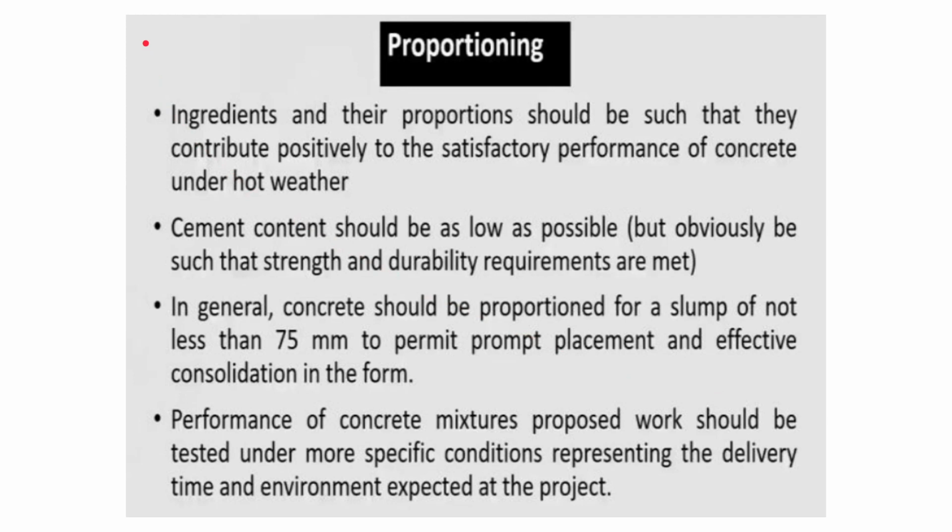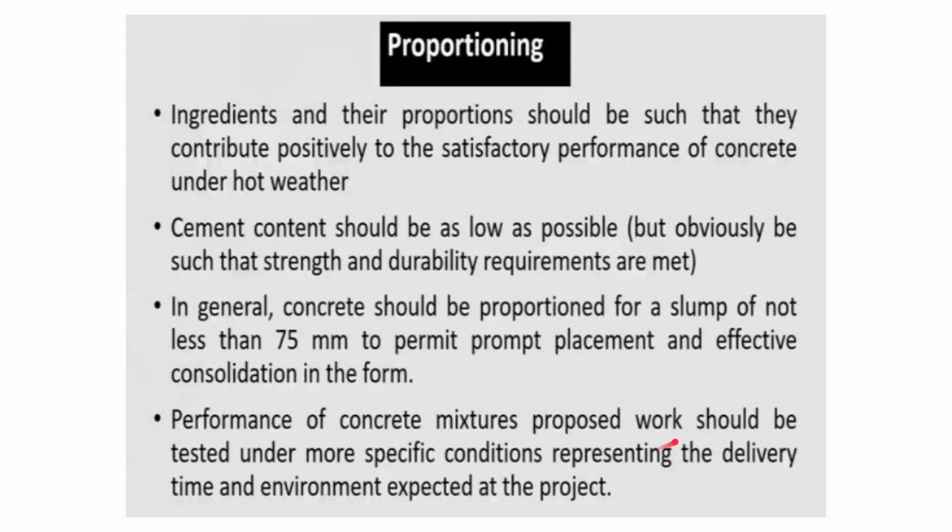Let us see the scenario of proportioning, okay, in terms of hot weather concreting. So ingredients and their proportions should be such that they contribute positively to the satisfactory performance of concrete under hot weather, okay. Cement content should be as low as possible, but obviously such that strength and durability requirements are both met, okay. In general, concrete should be proportioned for a slump of not less than 75 mm to permit prompt placement and effective consolidation in the form, because slump is going to decrease, okay. So it should at least be 75 mm, okay.